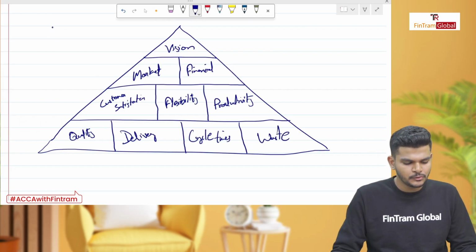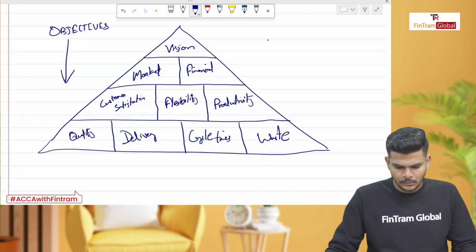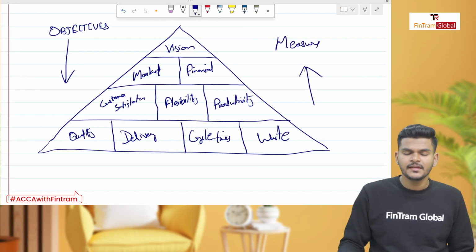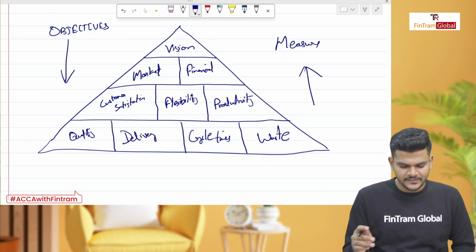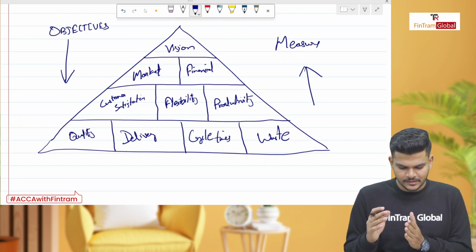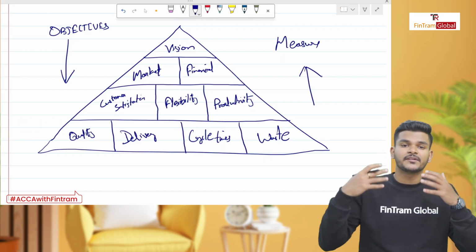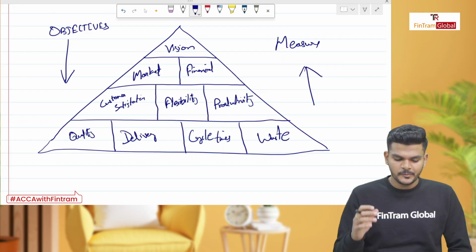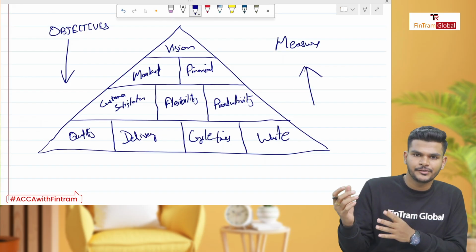Okay, folks, and as we all know, objectives go down the pyramid, whereas measures go up the pyramid. Okay, folks, this is basically how the performance pyramid looks like, right? So we have the operational activities at the bottom stage, which is quality and delivery, and then there's cycle times and waste, right? We start by setting objectives from above, from the corporate vision, right? So there would be a corporate vision, and there would be two sub objectives, one in relation to the market and the other related to finance related aspects.